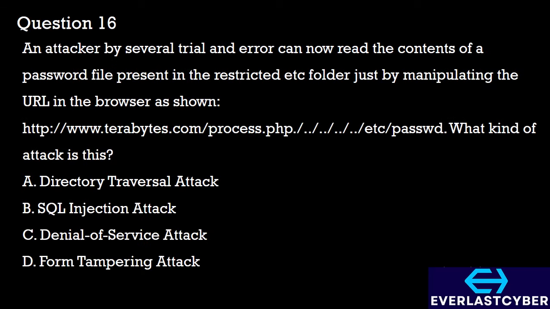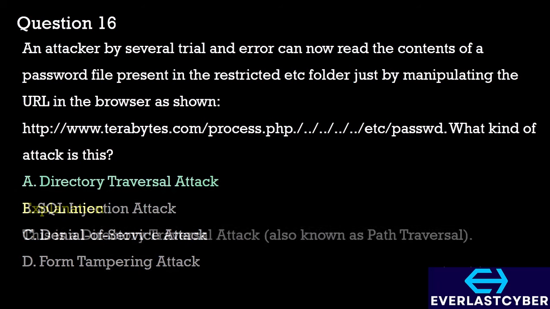Question 16. An attacker, by several trial and error, can now read the contents of a password file present in the restricted etc folder just by manipulating the URL in the browser as shown. What kind of attack is this? A. Directory Traversal attack. B. SQL Injection attack. C. Denial of service attack. D. Form tampering attack.